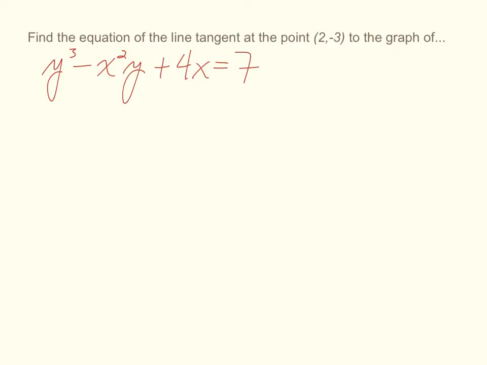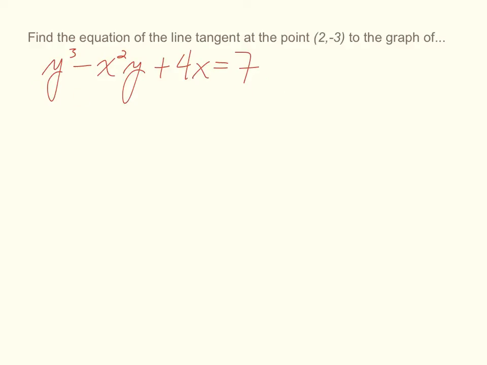Find the equation of the line tangent at the point (2, -3) to the graph of y cubed minus x squared y plus 4x equals 7. Anytime we are trying to find anything dealing with a tangent line, we will need to find the derivative of the equation we're given.